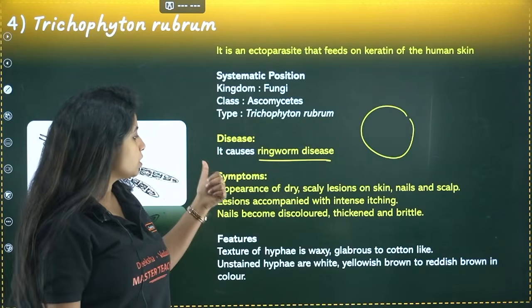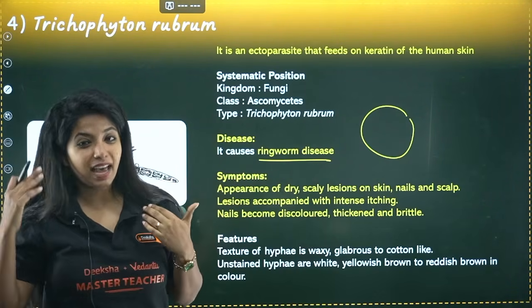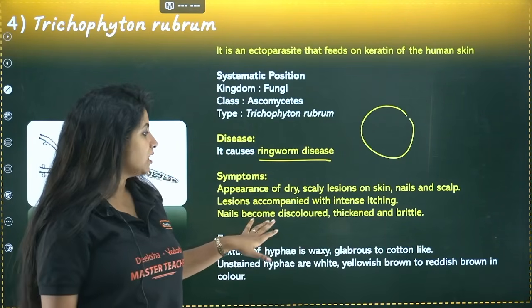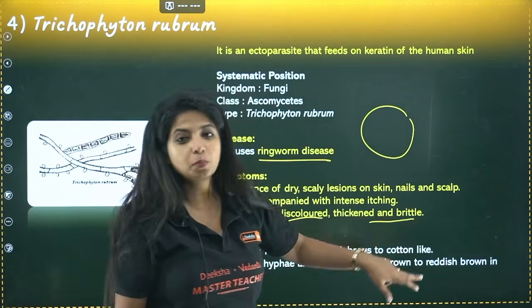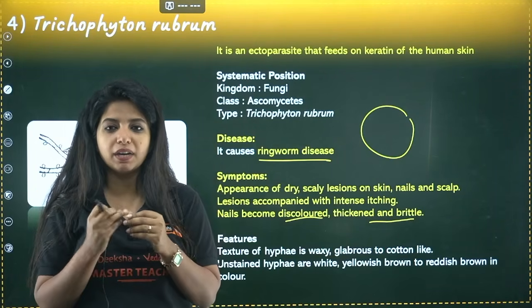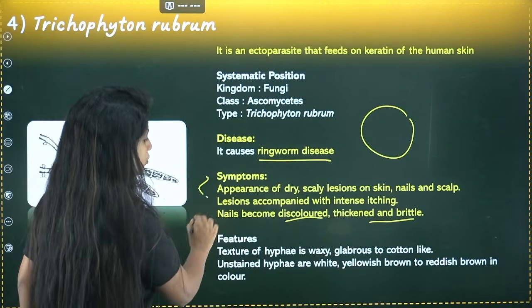Okay, so symptoms are what? Appearance of dry scaly lesions on the skin, nails as well as the scalp. The lesions are accompanied with intense itching. You will have so much itching and your nails will become discolored, thickened and also brittle. Discolored, thickened and very brittle. You can break it off very easily. Okay, so this is a thing that you need to learn.